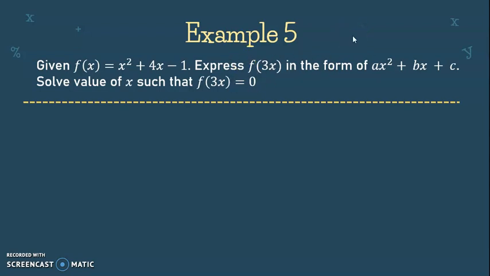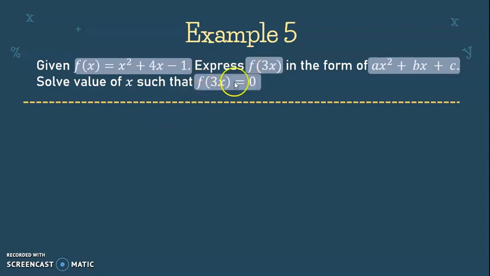First, you have to highlight, in this case, the function. Then you have to express f of 3x in the form of this one. And after that, once you express, you need to solve the value of x if f of 3x equals 0. Alright, so try to do it on your own also. Once you finish, you can go back to this video, right?